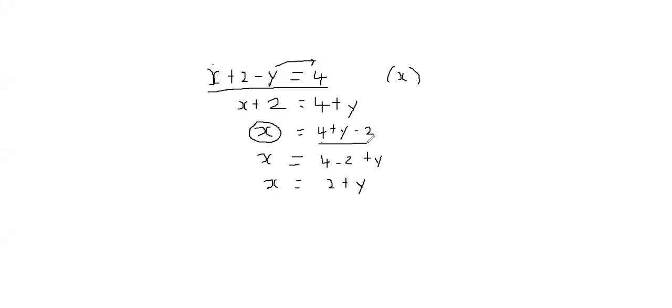This can be reduced further because you could just evaluate the two numbers. Put the two numbers together: 4 minus 2, you get 2, and we just put the y. Right? Yes, sir, got it.